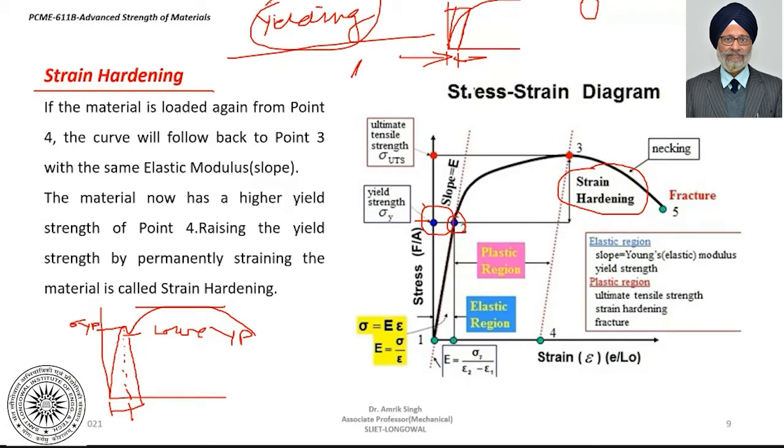So when it has given up, then the permanent strain is bound to occur in the material, and that phenomenon is known as strain hardening. I think I am clear now. Can we proceed? Yes, sir.